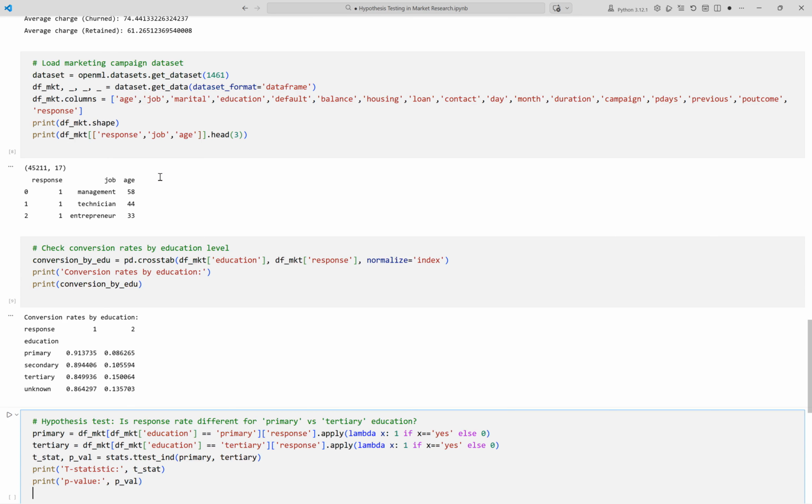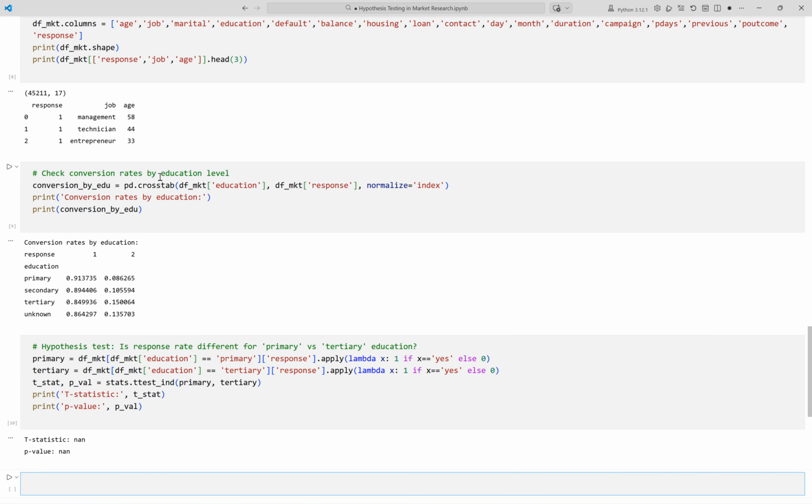Running the cell now. The output shows NaN for both the t-statistic and p-value, indicating the test couldn't compute results. This likely means one or both groups have no variation or missing data in their response variables, highlighting the importance of checking group sample sizes and data quality before hypothesis testing. Without proper data preparation, statistical tests like t-tests won't produce meaningful results.